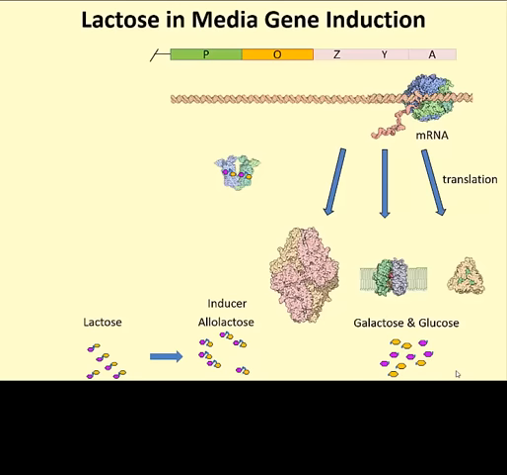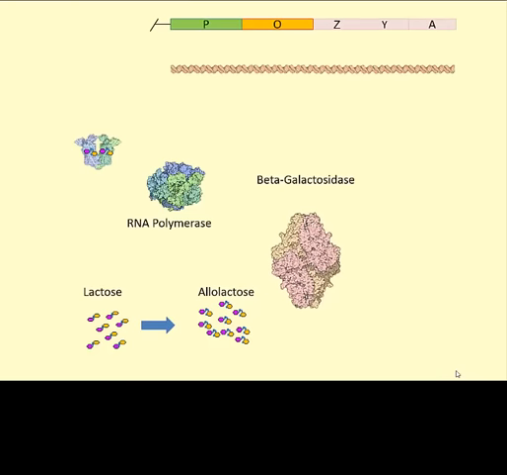Since allolactose is a molecule which switches on the expression of the structural genes, it is called an inducer of the LAC operon, and the process of switching a gene on is called induction. Notice also that this forms a feedback system as well.